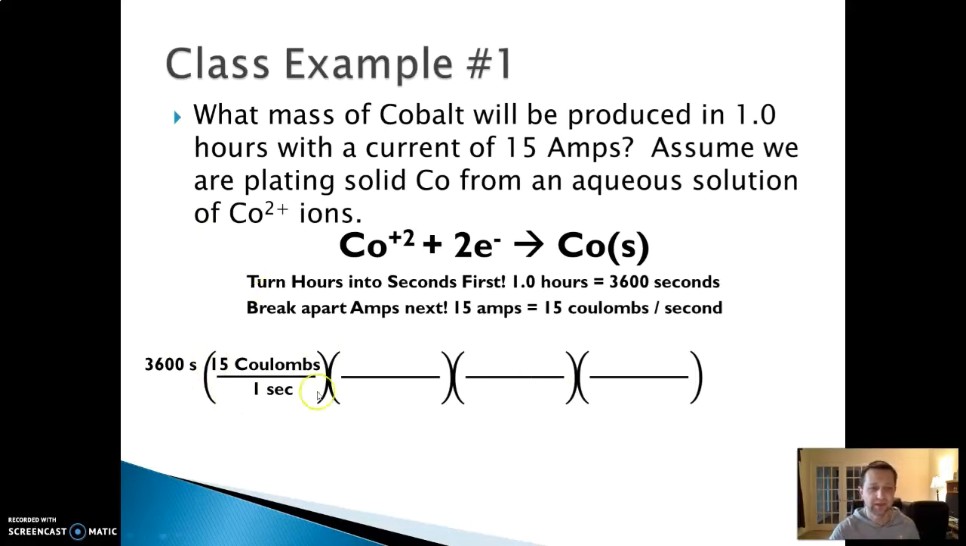Okay, so what's next? I need to cancel out coulombs. That goes on the bottom. And if you look at the roadmap, the next thing I need to go to is moles of electrons. So just use Faraday's constant there for that.